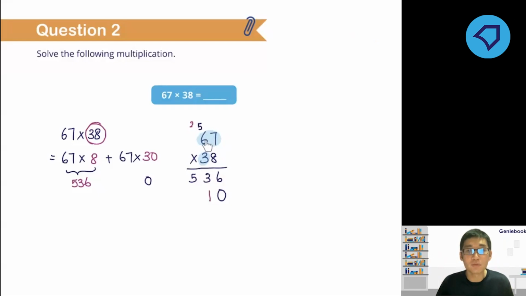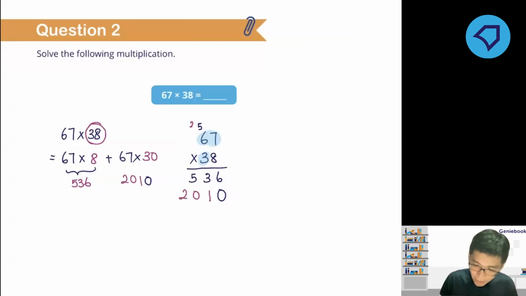Now then continue. 3 multiplied by 6 gives me 18, but do not forget that I have a 2 tens here. So 3 times 6 is 18. 18 plus 2 is 20. So this is actually 2, 0, 1, 0.